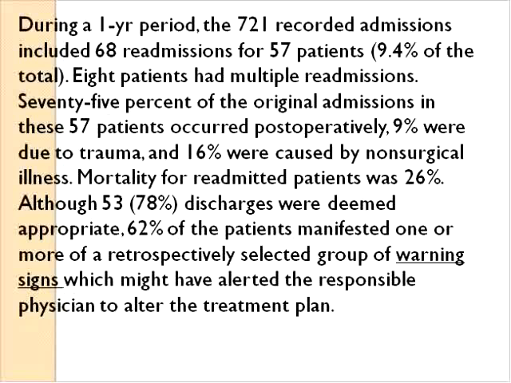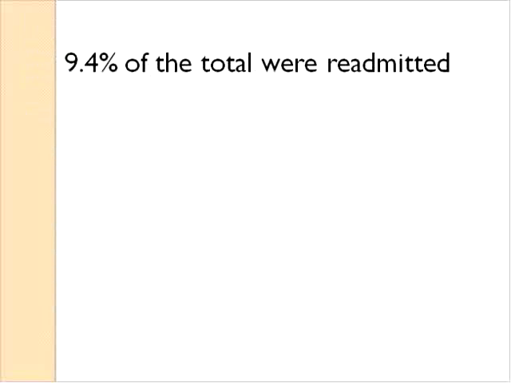The surgeons are interested in looking at blame, so they reviewed every patient that got discharged and readmitted and decided that at least 62% probably had problems that should have alerted the caregivers that they might be in trouble. However, they didn't compare those patients to patients who were discharged and didn't come back. So it's a little bit suspect. Of this group, 9.4% were readmitted.